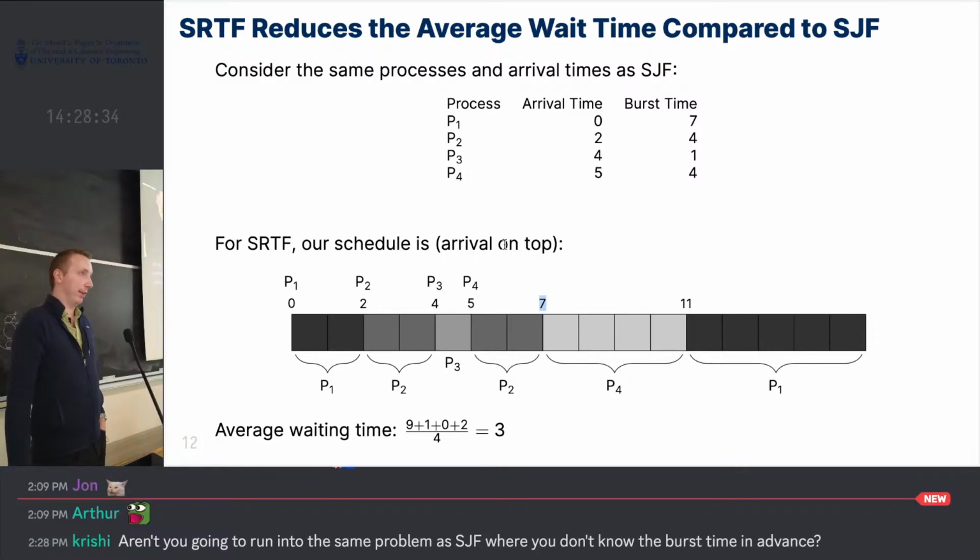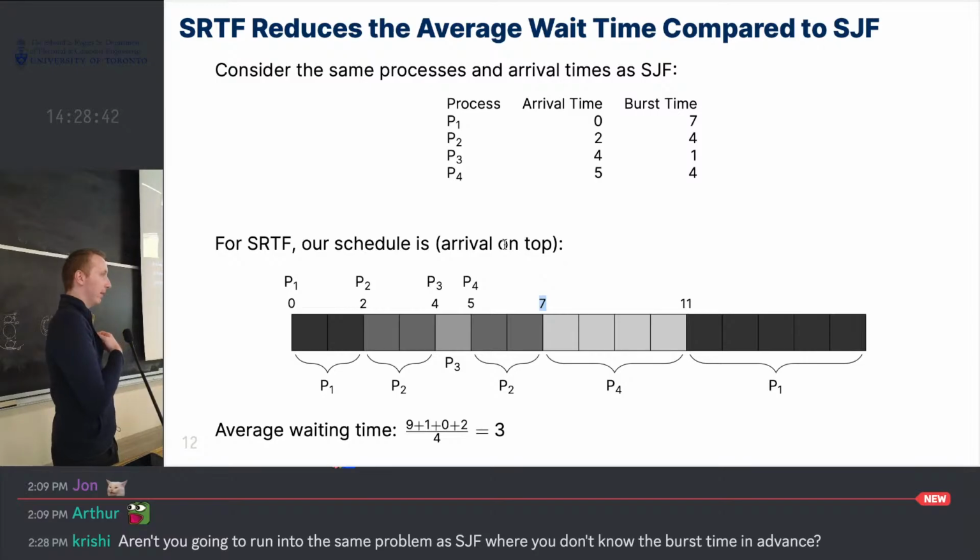And yeah, this is the comment. I'm running into the same problem where I don't know the burst time in advance. I'm just showing you the preemptible version of it. Yep. Could you explain the shortcut again?